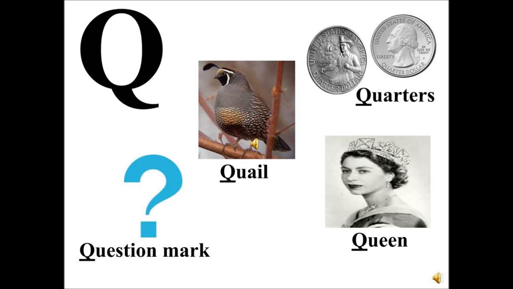What is this alphabet letter? Yes, that's the alphabet letter Q. These are pictures of Q words. Quarters. Quail. Question mark. Queen. The sound for Q could get confused with the sound for K, because they're both going to sound something like k, k, k. So you must remember these are Q words: quarters, quail, question mark, and queen.